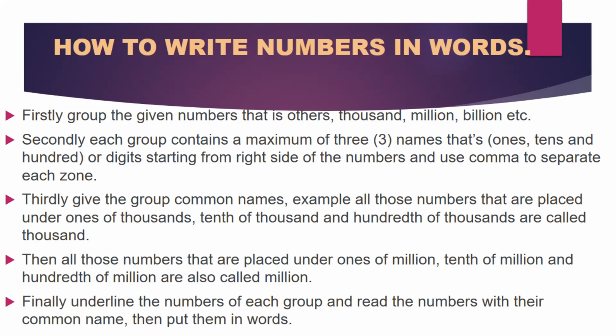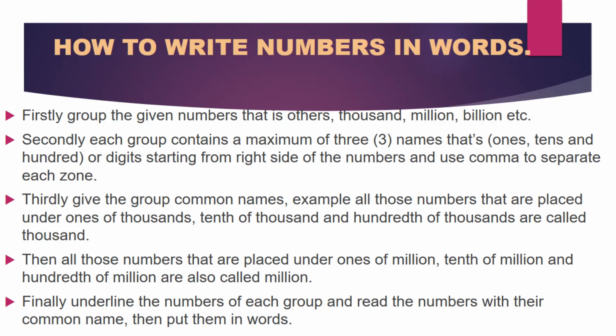Secondly, each group contains a maximum of 3 names. Each group, so when you take the others, contain 3 names. Then you have the ones of others, tens of others, and hundreds of others. When you take the thousands, we have the ones of thousand, tens of thousand, and hundreds of thousand. When you take the million, we have the ones of million, tens of million, and hundreds of million. When you group the billions, we have the ones of billion, tens of billion, and hundreds of billion.